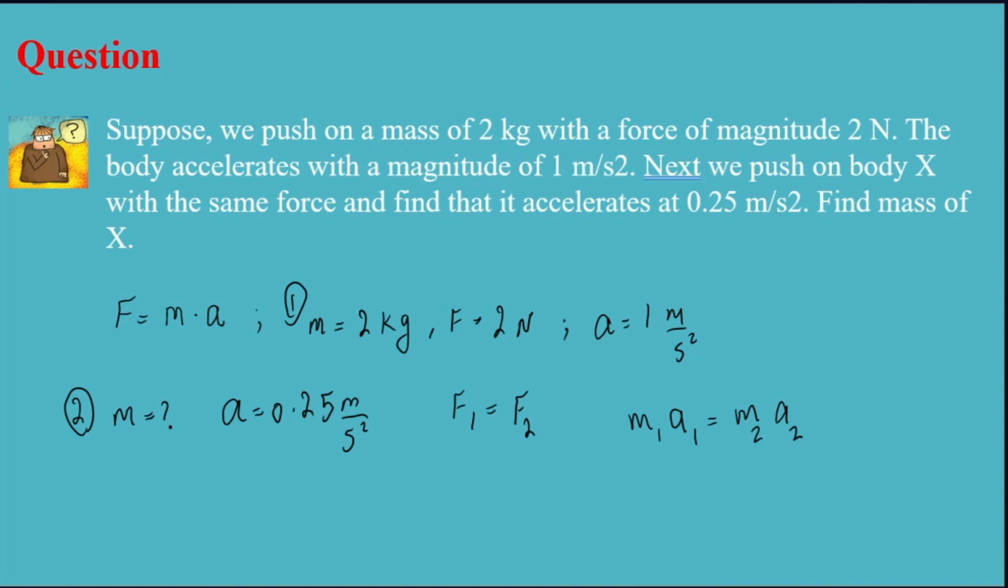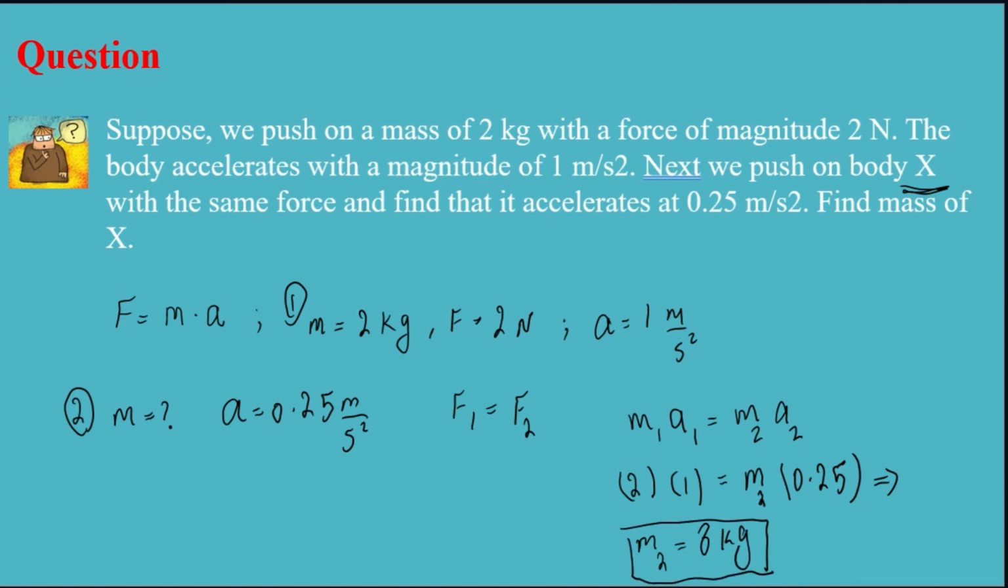My m1 here is 2 kilograms. My acceleration is 1. I need to find m2, which is x right here, and the acceleration is 0.25, right? And then if I do the math, my m2 is going to be equal to 8 kilograms, correct? And that's going to be my final answer.